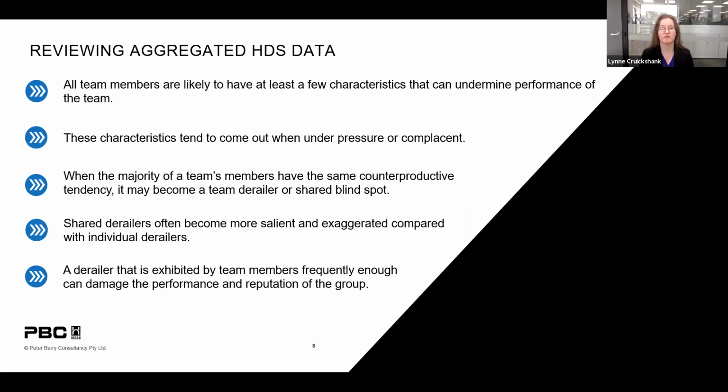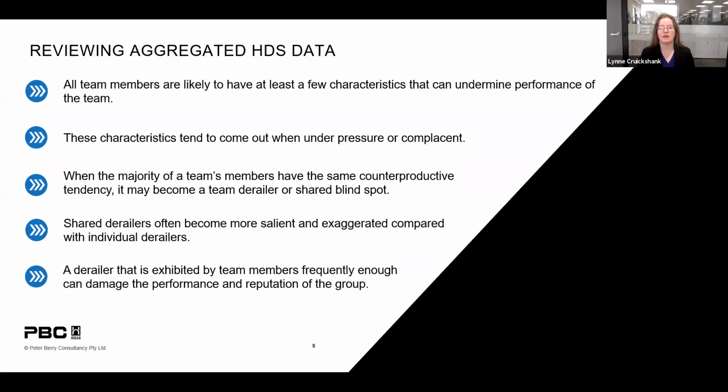And when it comes to the derailers, particularly when you have a large proportion of the team that have the same kind of derailer, this is when it may become more of a blind spot for them, because it's more likely that the associated behaviours are likely to be regarded as normal. And this is just how we operate. This is how we do things when we're under stress and pressure, and they may lack insight around that collective behaviour piece. What we also find is that when there are shared derailers in a team, it can be more salient and exaggerated in terms of the impact that it has. So it can almost have this multiplication effect when multiple people have the same derailer within a team.